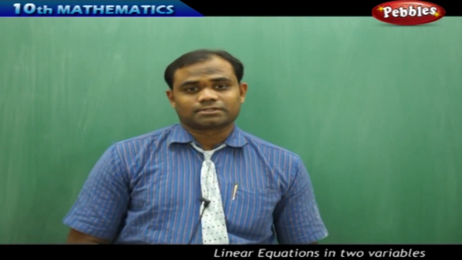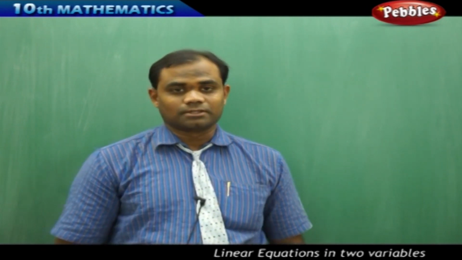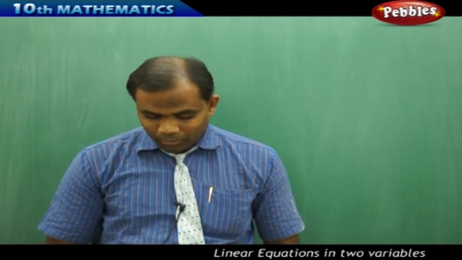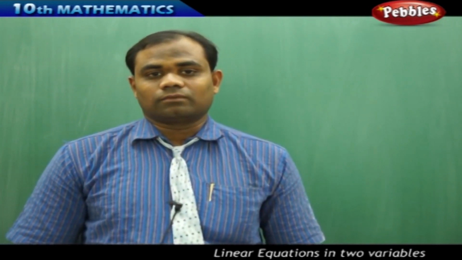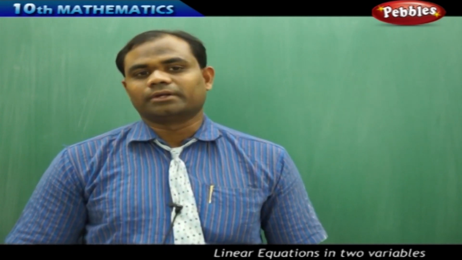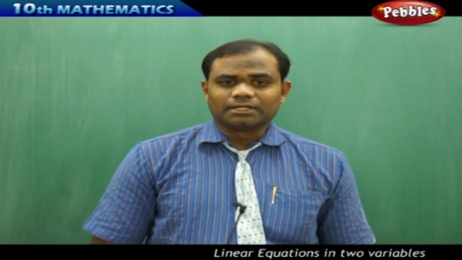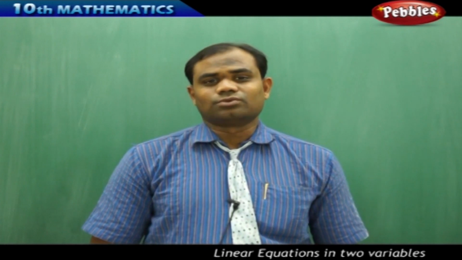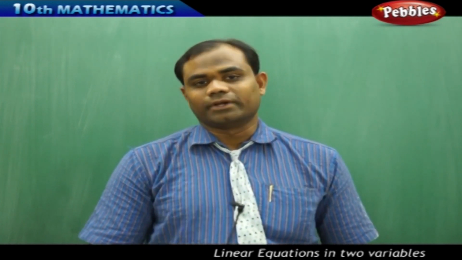Linear equations is what we have already discussed in case of polynomials in the previous session. A linear polynomial is a polynomial with degree 1, and if I have one variable, we call it a linear polynomial in one variable. If I have two variables, then we call that a linear polynomial in two variables. Similarly, a linear equation in two variables is an equation which is linear and consists of two variables.